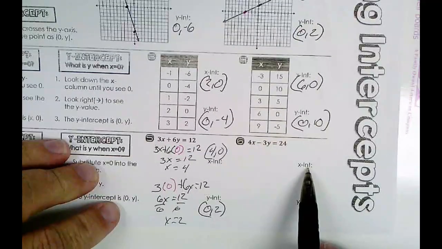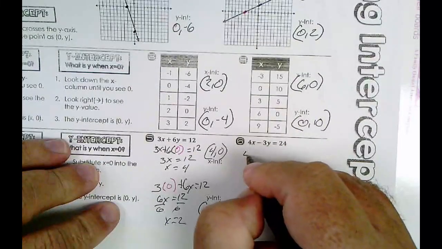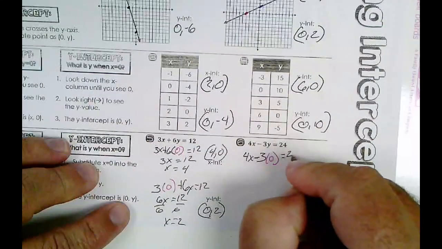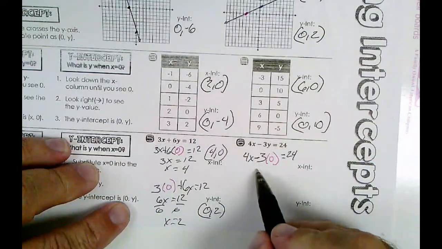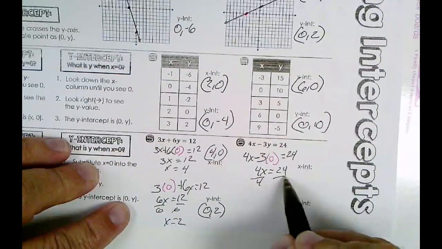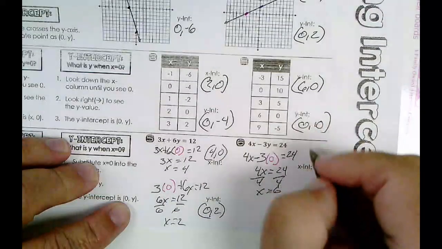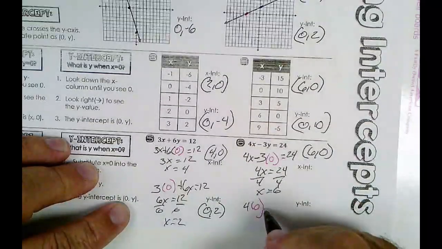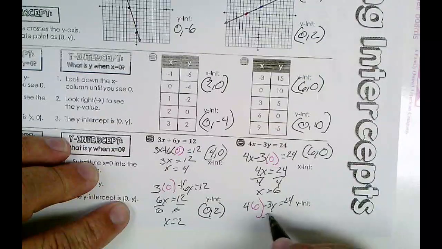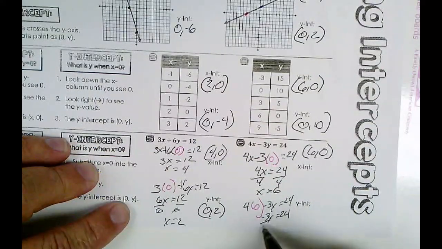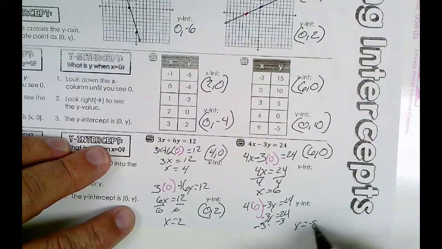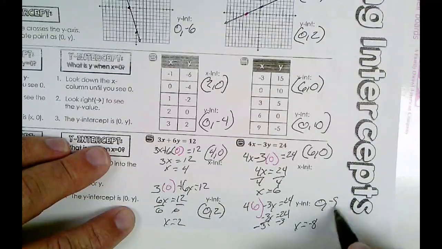Again, I want to find the x-intercept, so my y needs to become 0. So I have 4x minus 3 times 0 equals 24. Combine, I have 4x is equal to 24, divide by 4. So x is equal to 6. So here it intercepts the x-axis at 6, 0. Now for the y, I need to make x 0, so 4 times 0 minus 3y is equal to 24. So I have negative 3y is equal to 24. Divide by negative 3. A positive divided by a negative is a negative, so y is equal to negative 8. So now I'm crossing the y-axis at 0, negative 8.